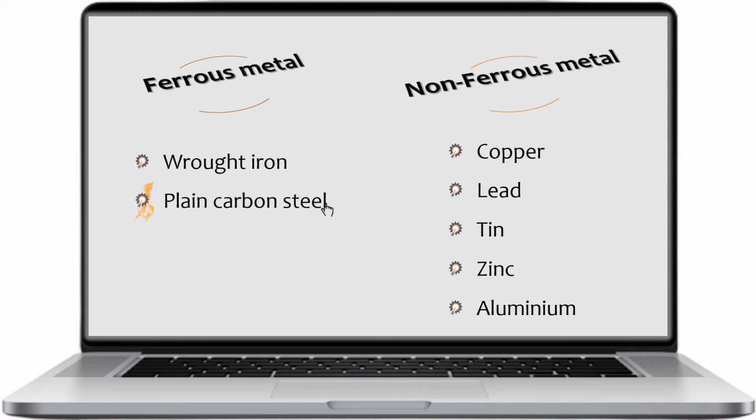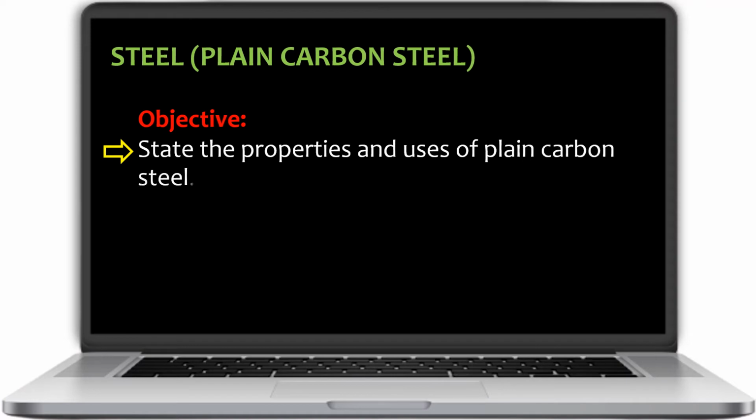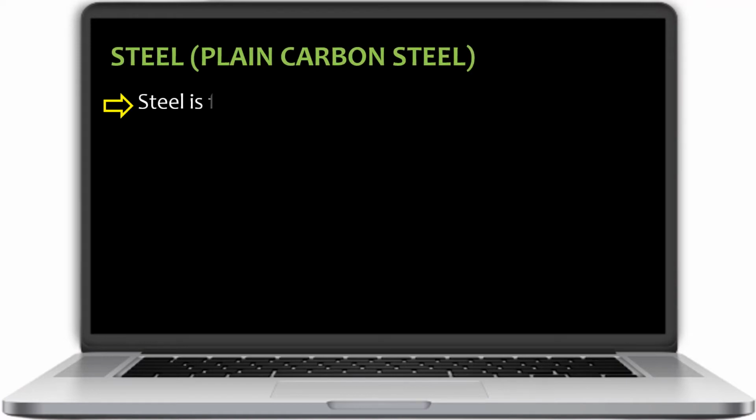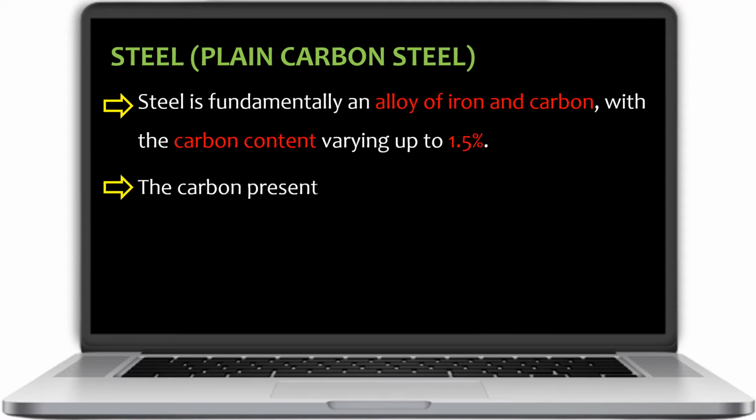Now let's see our next topic, plain carbon steel. Steel or plain carbon steel. Let's see the objective of this topic. At the end of this topic you shall be able to state the properties and uses of plain carbon steel. Steel is fundamentally an alloy of iron and carbon, with the carbon content varying up to 1.5%. The carbon present is in a combined state.